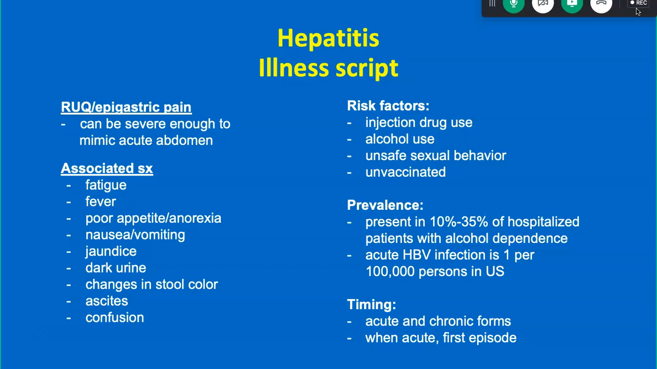Prevalence of hepatitis, it's present in 10 to 35% of hospitalized patients with alcohol dependence. That's going to be an acute form of hepatitis. Acute HB infection is 1 per 100,000 persons in the U.S. You might see someone who is coming to the U.S. from abroad, though they could have higher risk of Hep B. Timing is going to depend on if we're talking about an acute or a chronic form, and when it's acute, it's usually going to be a first episode, such as acute Hep B.